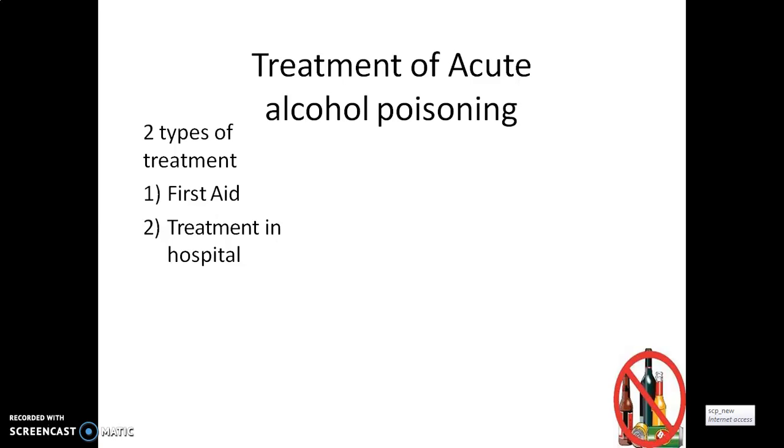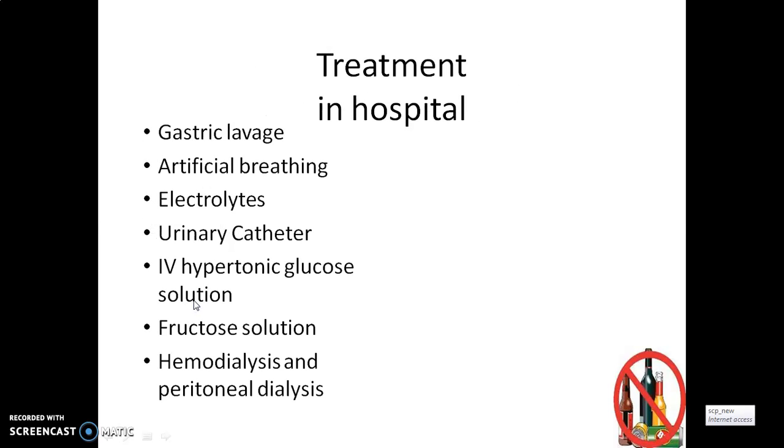Then coming towards the treatment of poisoning, where there are two possibilities. Let us see the treatment in hospital. Gastric lavage technique can be helpful in the removal of unabsorbed poisons. Artificial breathing can be included whenever required, and monitoring of electrolyte imbalance should be done.